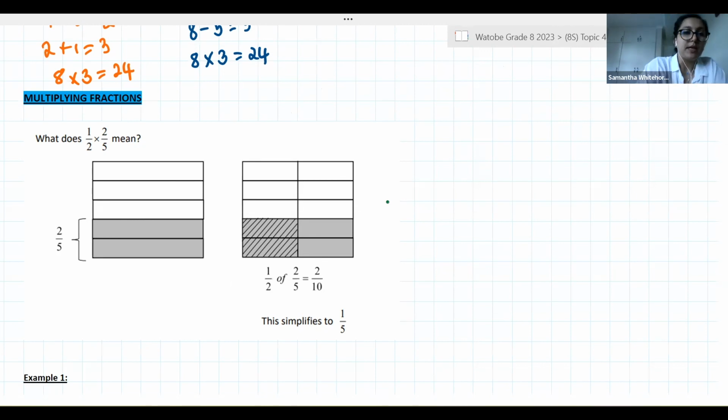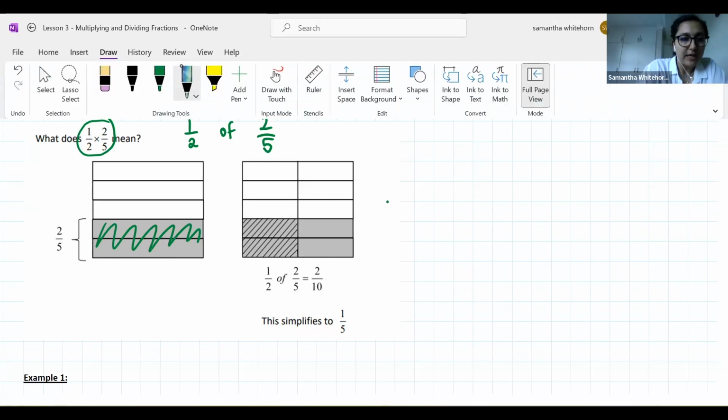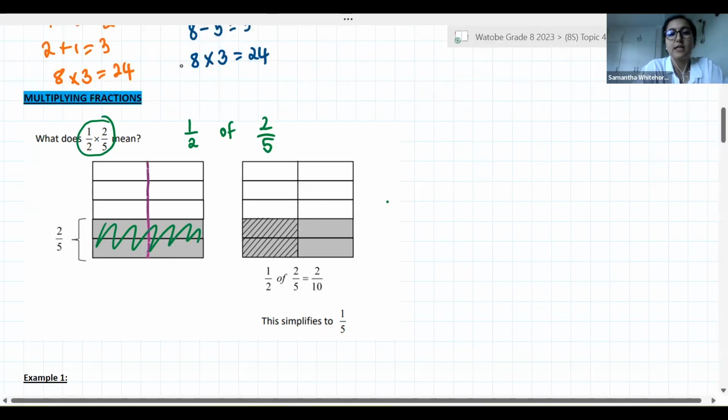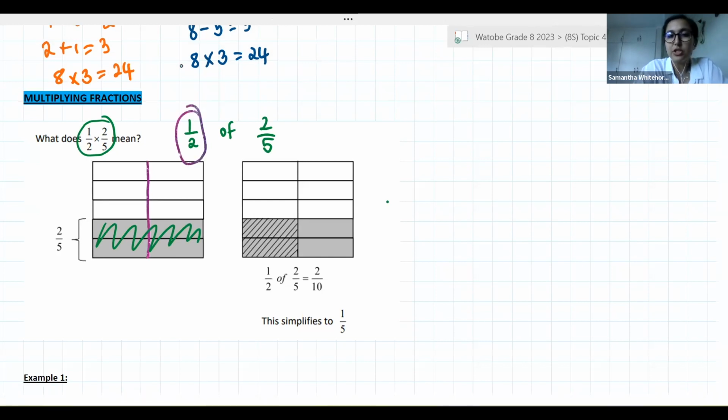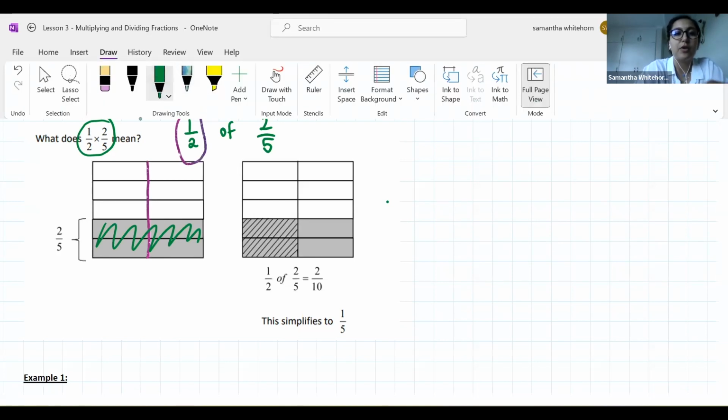So for example, here we've got the multiplication, a half of 2/5. So this is saying to me, it means half of 2/5. So I've already got 2 parts out of 5, which is represented here with these rectangles. I now want half of that. So if I divide this in half, it's like a galaxy pen. If I divide this in half, I'm applying this half situation. And I now only want half of what has been shaded in.